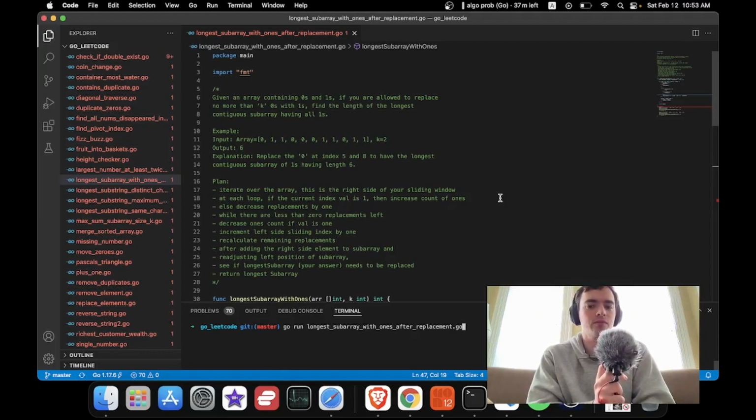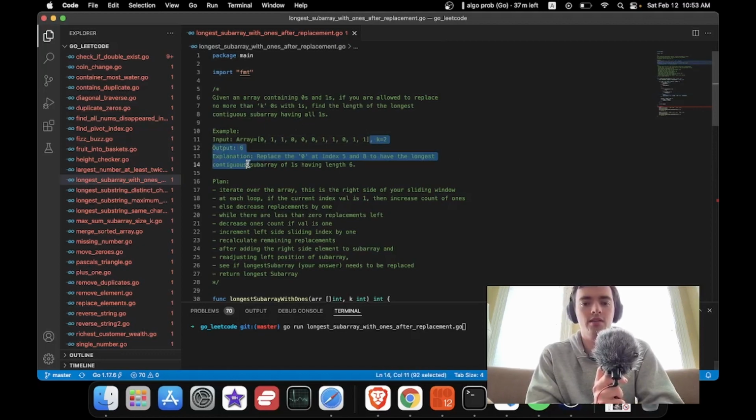So, for example, given this array here of ones and two replacements, k equals 2, our longest subarray that we could find is of length 6. That being one where this 0 here and the one at index 5 are replaced as well.